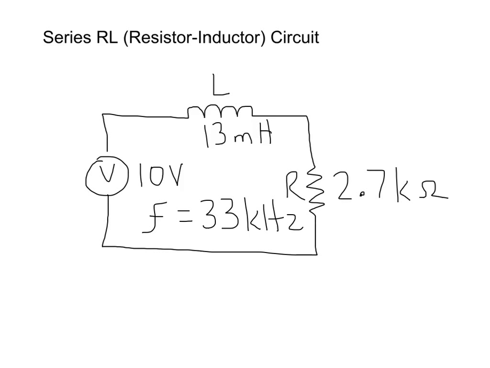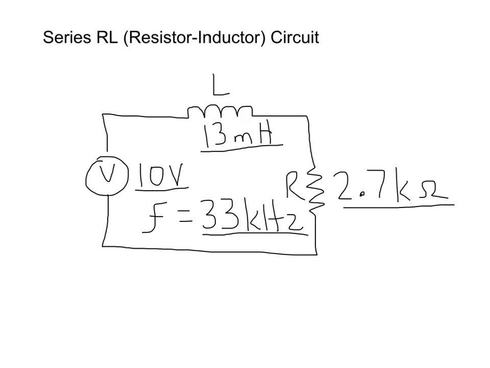Today let's talk about a series RL circuit. The RL stands for a resistor inductor. Here you see a picture of a series RL circuit. I've got my 13 millihenry inductor and I have a 2.7 k ohm resistor. The frequency is 33 kilohertz and this is all connected to a 10 volt source.